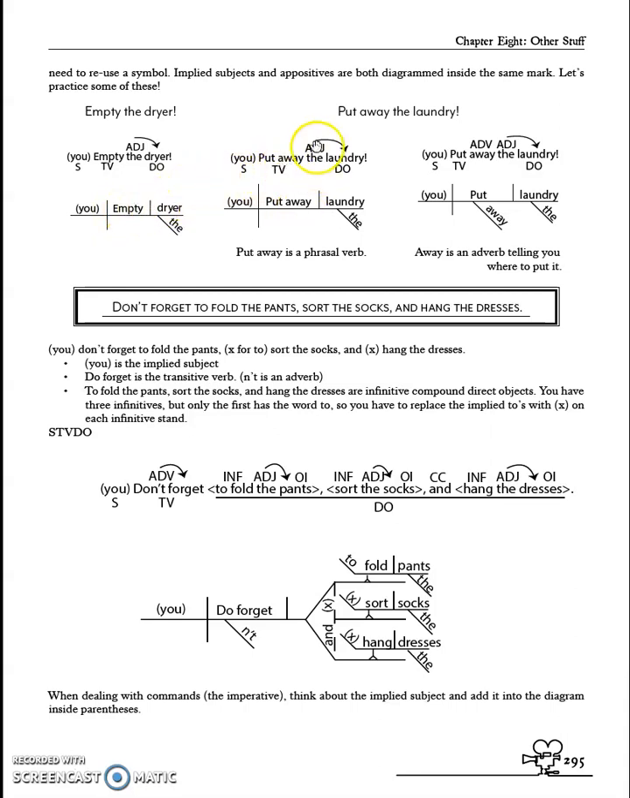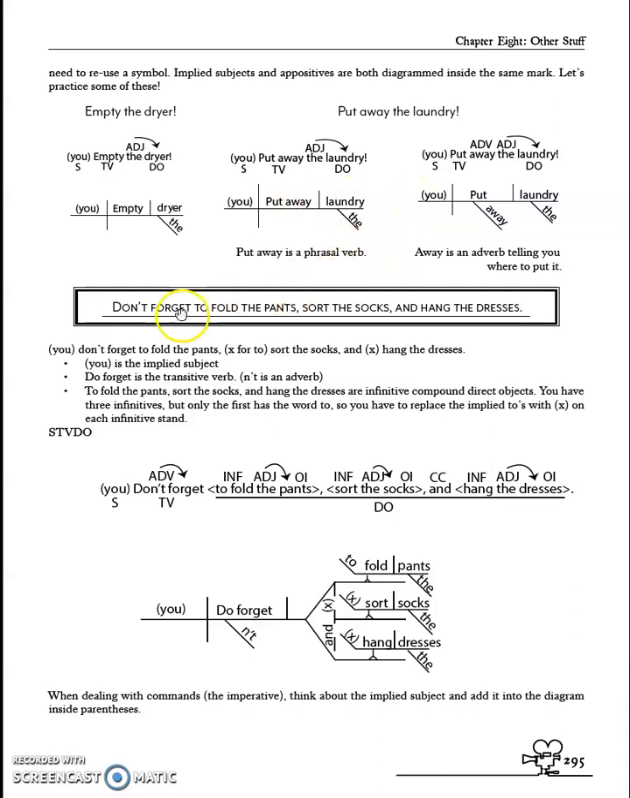Or put away the laundry, right? Both of these are commands, but you can think of put away the laundry in two different ways. You could say put away is actually a phrasal verb, or you could say put the laundry, and then away is the adverb telling you where you put it. So it's just two ways of thinking about the same sentence. Either one is correct, they mean the same thing. It's just when you get into the grammar of it, there are two ways to interpret the sentence. We would never put that on a test.